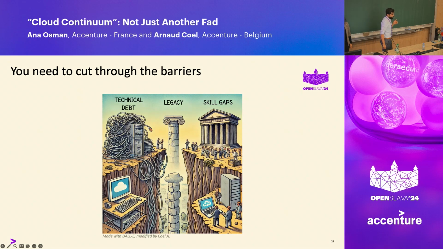And if you think about struggling, you'll need to face, unfortunately, the technical debt that you have built up over the years, the legacy systems that you drag along, and the skill gaps that you have. Not only the technical skill gaps, but also the skill gaps of everybody around the technology and the business.